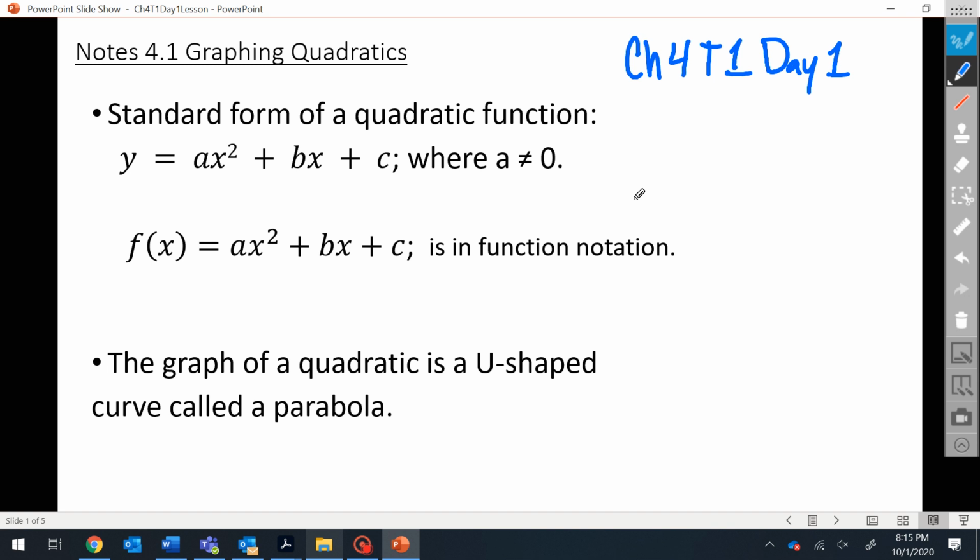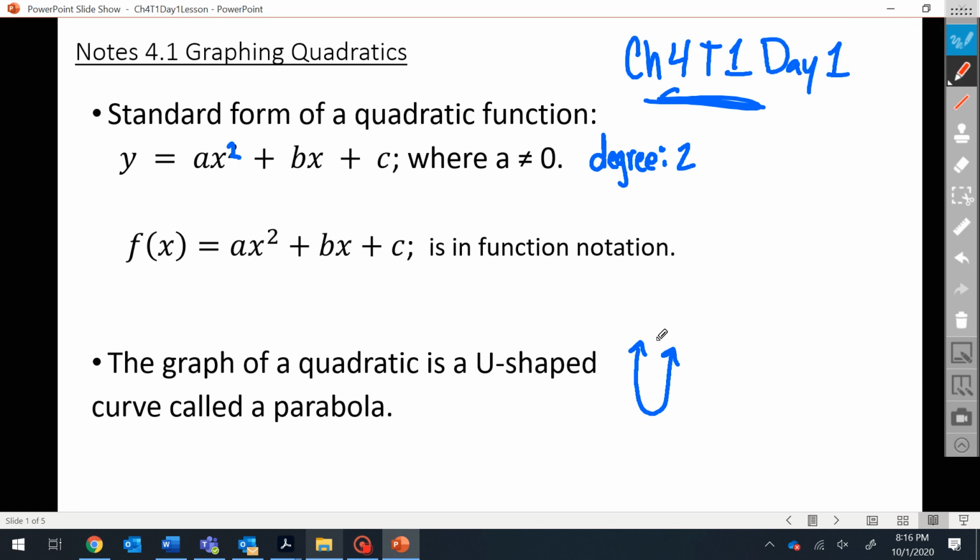Alright, so what we're going to be looking at in chapter 4 are quadratics. Quadratics are a type of function where the degree of the function is 2. So you see here we have an x squared term. That means that the degree, and that's the highest exponent, of this function is 2. So it's a second degree polynomial, which means that it is a quadratic, which means when you graph it, it's going to be a parabola, which just looks like a U. It looks like a U shape.